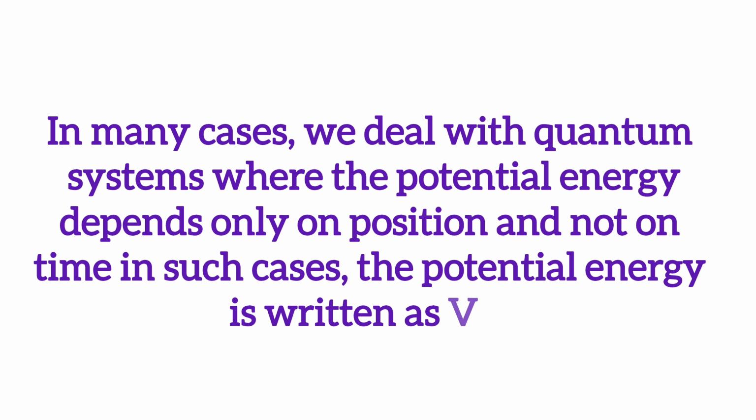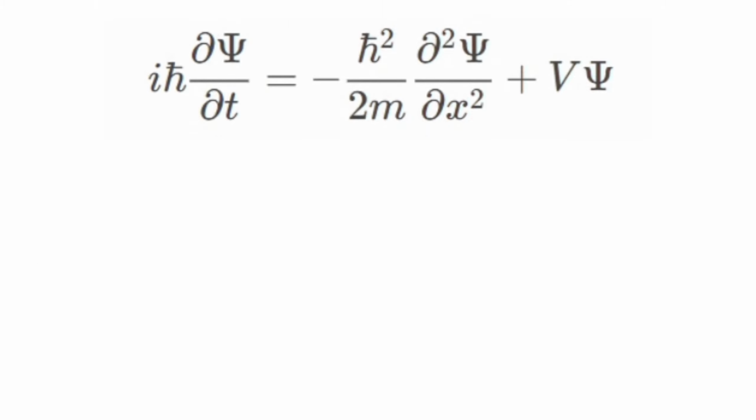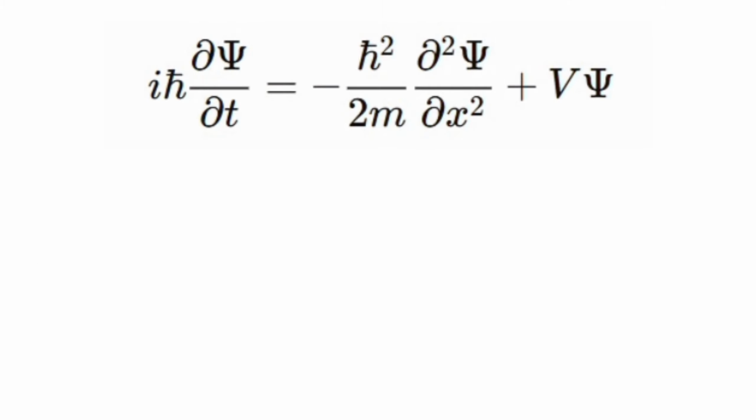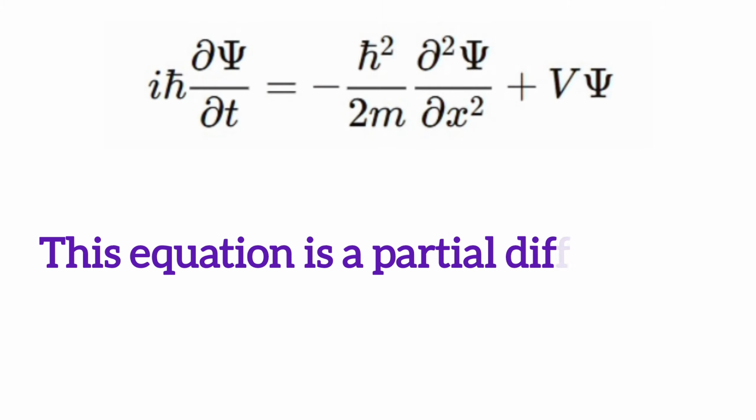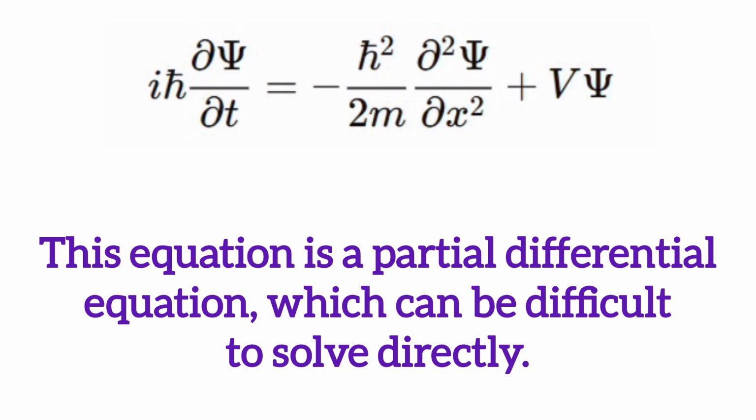In many cases, we deal with quantum systems where the potential energy depends only on position and not on time. In such cases, the potential energy is written as V(x). Now, we know that this is the time-dependent Schrödinger equation. This equation is a partial differential equation, which can be difficult to solve directly.